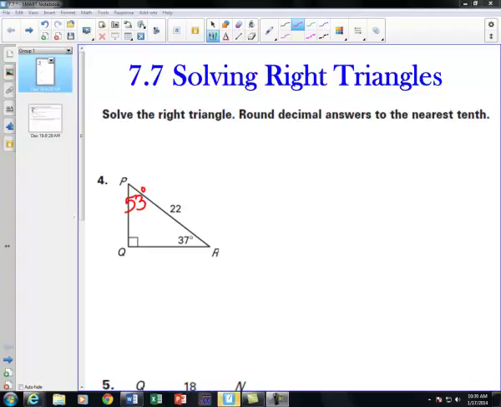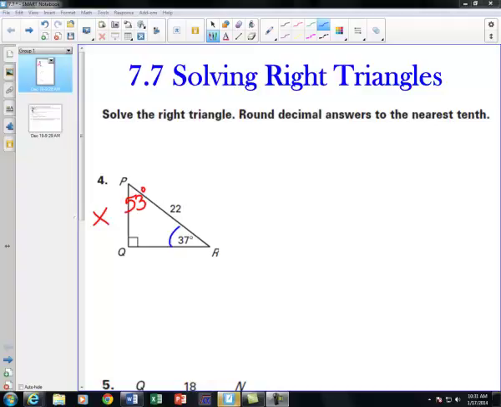Well, I only know one side. The hypotenuse is 22. So I can't use the Pythagorean theorem. It's not a special right triangle where it's 30, 60, 90 for the angles or 45, 45, 90. So now I'm going to use my trig ratios. Let's say I find this side first, PQ. I'll call it X. So I'm going to pick a reference angle. The 37 or the 53 will work. I think I'm going to choose 37 just because I like that one.